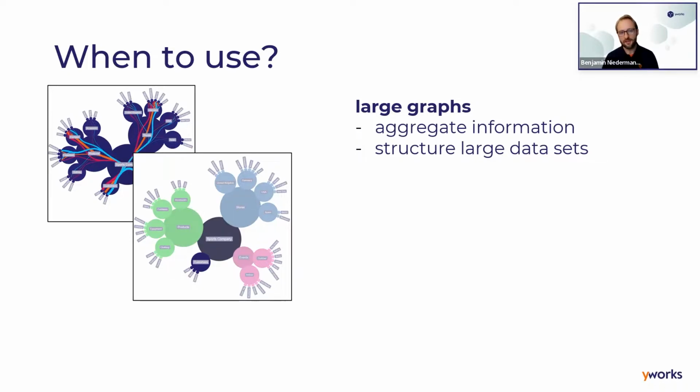One thing is, if you have large graphs, it's really helpful to use Cactus Group layouts because they can aggregate information. You can put this information into these group nodes, structure these large data sets, and then you can use this to create connections and relations between the nodes.